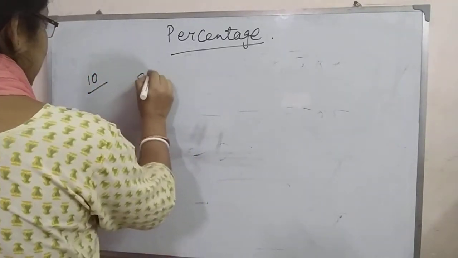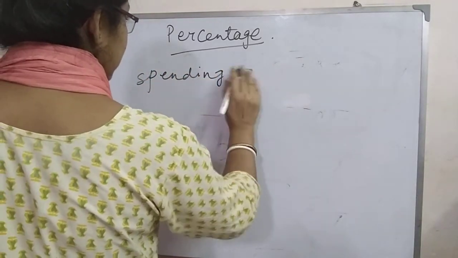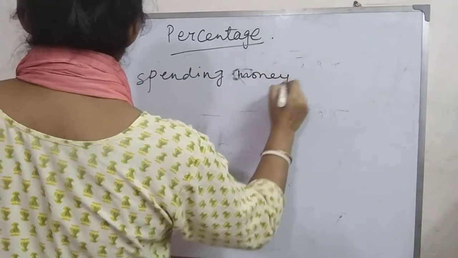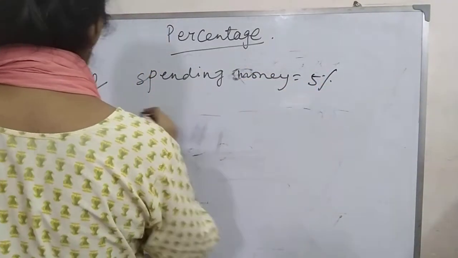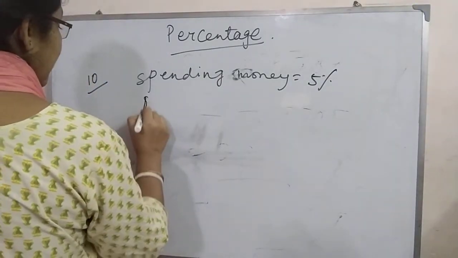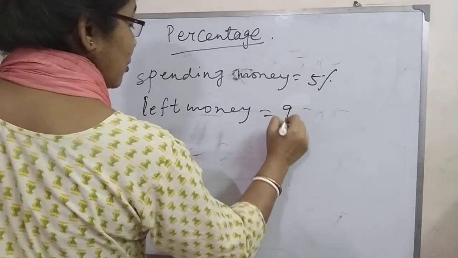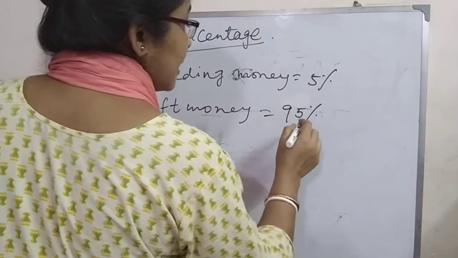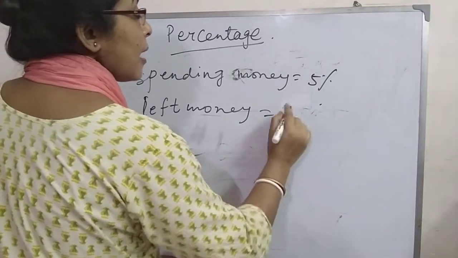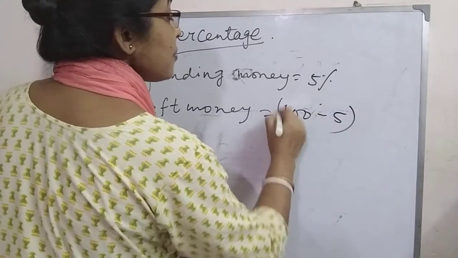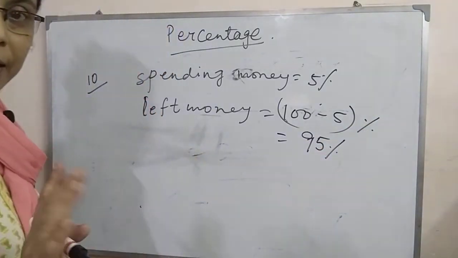Here, spending money is equal to 5%. That means left money is equal to 95%. 100 minus 5%, that is 95%. Is it clear?